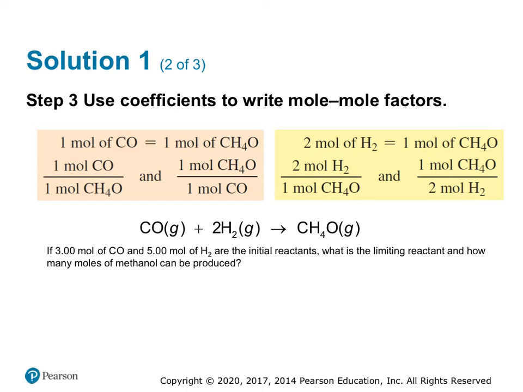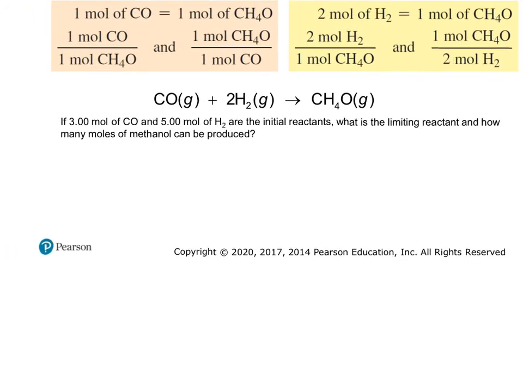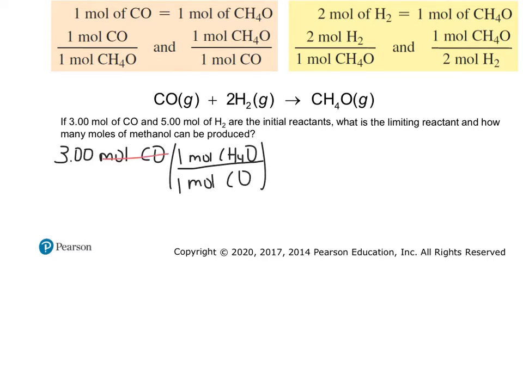So looking at the balanced equation, I see that carbon monoxide, the coefficient is 1, and methanol is 1, so that's a 1-to-1 mole ratio. And then the hydrogen is 2 to 1. So I've got 3 moles of carbon monoxide and 5 moles of hydrogen. Starting with 3 moles of carbon monoxide, I'm trying to find moles of methanol. So the unknown is going to go on top. So 1 mole of methanol over 1 mole of carbon monoxide. So my carbon monoxide moles cancel, and I'm going to make 3 moles of methanol from the carbon monoxide.